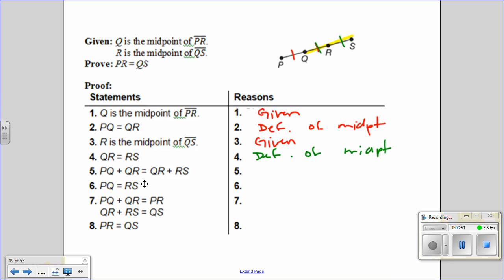Statement 5, if you read it, it says PQ plus QR equals QR plus RS. The only difference between statement 4 and statement 5 is the fact that you see QR on both sides of the equation in addition to the PQ and the RS. So they essentially added the same thing to both sides, and since they added the same thing to both sides, that was the addition property of equality.